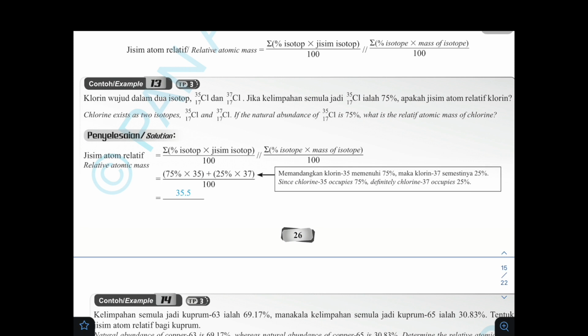Okay, plus percent of isotope of 25%, sebab ini 75%, so bakinya adalah 25% bagi ni ya. 25% times the mass of isotope, which is 37, divide by 100 ya. So you get 35.5.